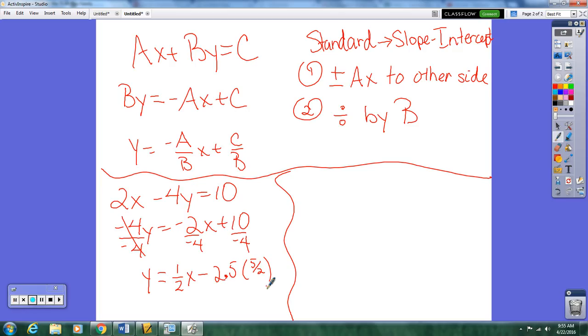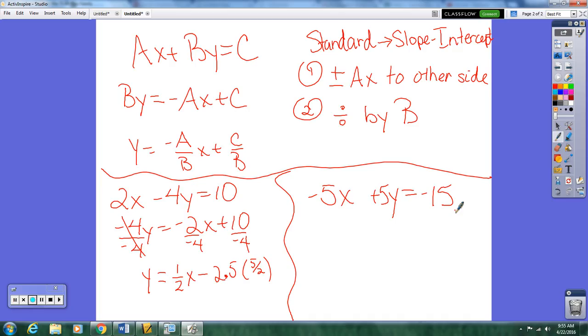Alright, so what about -5x plus 5y equals -15? And again, you should be writing these down. How many times do I have to say that?